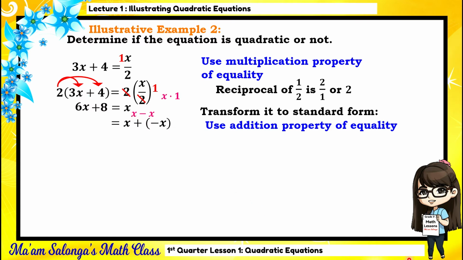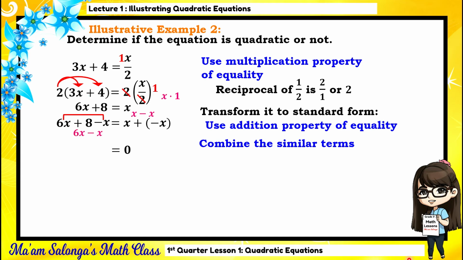Then, since the equation must be balanced, therefore, we need to subtract x from 6x plus 8. And now, let's simplify. In the right side of the equation, we know that x minus x is equal to 0. At sa left side of the equation, kung inyong mapapansin, ay merong similar terms. So, we need to combine those similar terms, and that is 6x minus x, and that is equal to 5x. Then bring down positive 8. So, the result is 5x plus 8 equals 0.